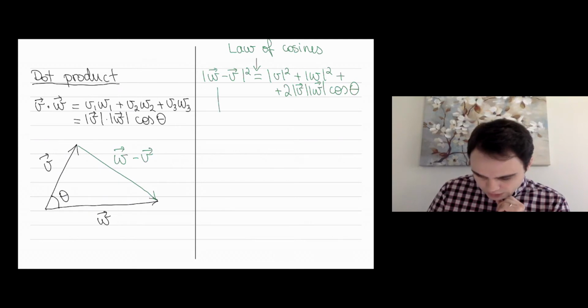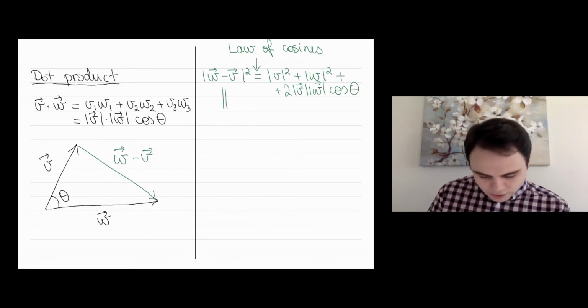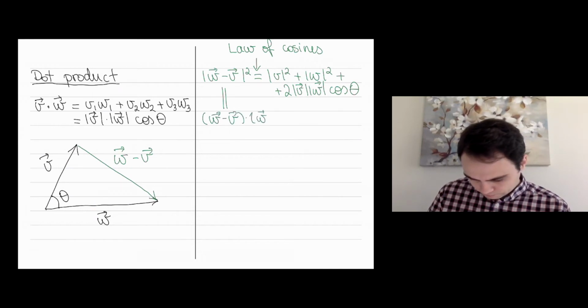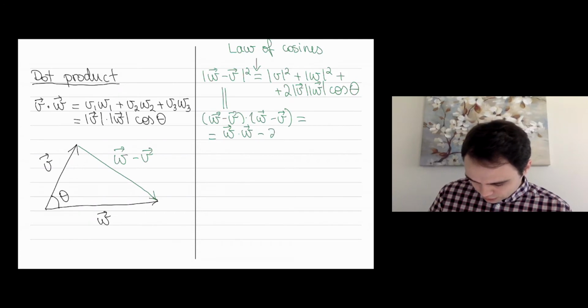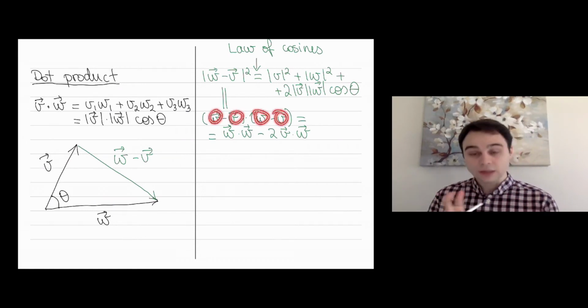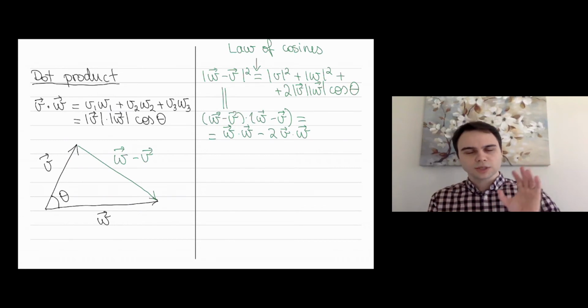Now let's work out this length using just linear algebra. So this length squared is the same as the dot product of w minus v with itself. So let's work this out. This is w times w, minus 2 times v times w. Here I noted that there is w times v and v times w, and that the dot product of w and v is the same as the dot product of v and w.